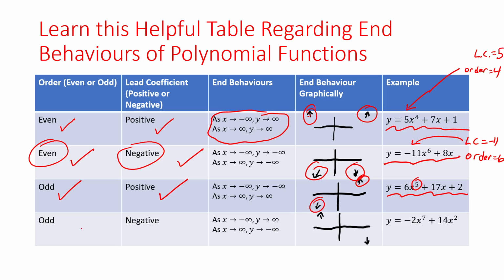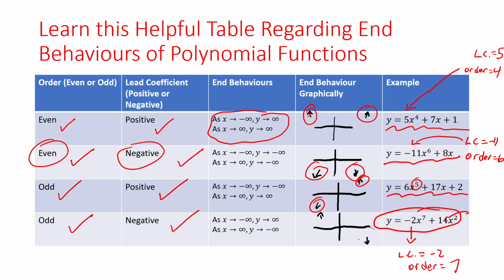And finally, if we have an odd order and a negative leading coefficient in a polynomial function, for instance, a function such as y equals negative 2x to the 7 plus 14x squared, if this happens, then we would say our lead coefficient is negative and our order is odd.